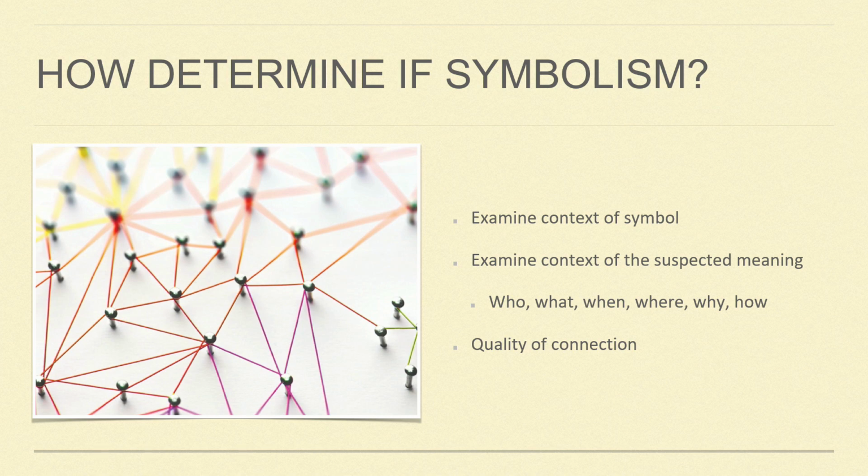And part of the way that we do that is we examine the context that that symbol is used, and we examine the context of the suspected meaning. And what I mean by that is you want to look at who is using the symbol, if a who is involved, what the symbol is, or even what surrounds the symbol, when it's used, where it's used, how, the basic questions, right? The who, what, when, where, why, and how.